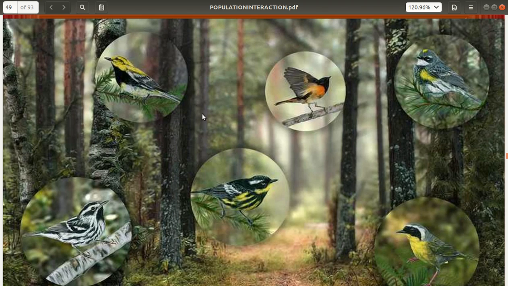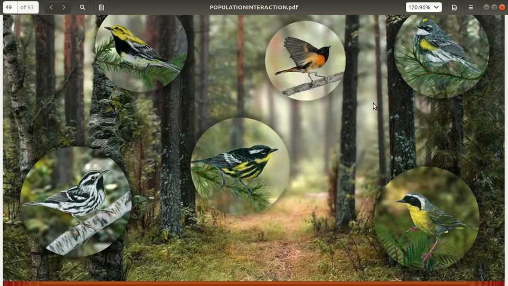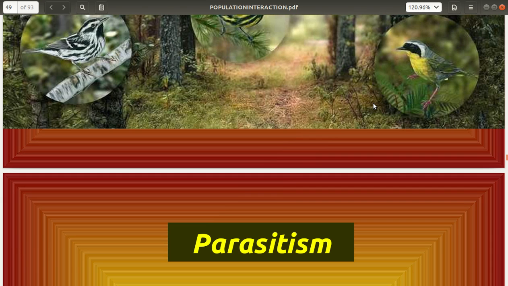These are photographs of the warbler birds that are found partitioning the resources on a tree and feeding on different zonal areas of the canopy of the tree.